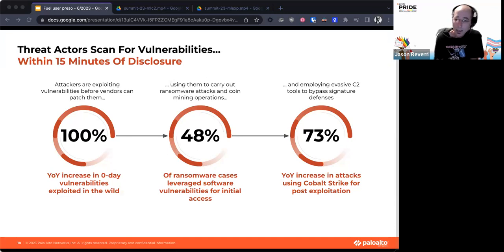Unit 42 has observed a more than 73% increase in the use of red team tools, such as Cobalt Strike, by threat actors. So these tools are very purpose-built to obfuscate network payloads and emulate real-world traffic to avoid detection.